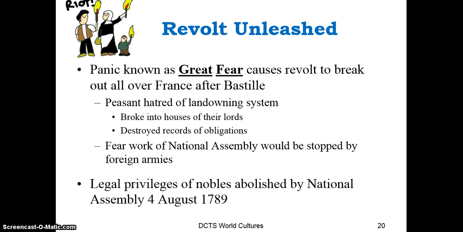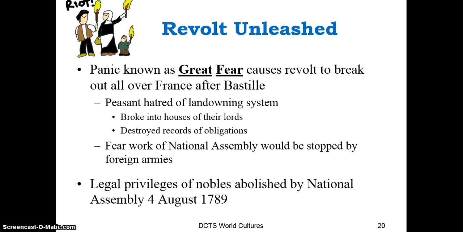Fear that the work of the National Assembly will be stopped by foreign armies, so they are trying everything possible to reset the system, so that way nobody is better off than somebody else. They are terrified that Spain, England, even America is going to try and come in and stop this from going on. Legal privileges of nobles become abolished on August 4th.